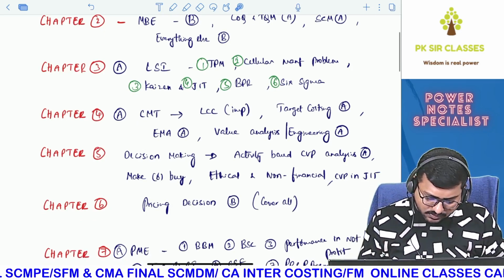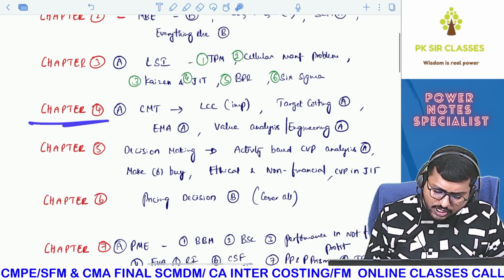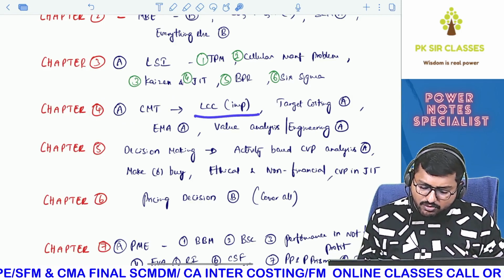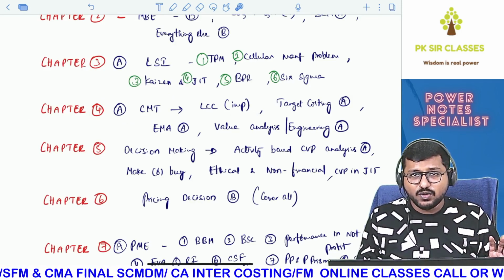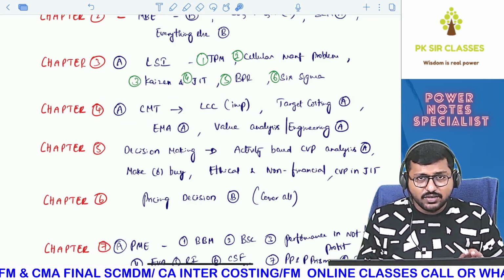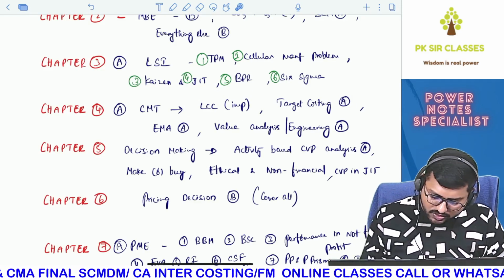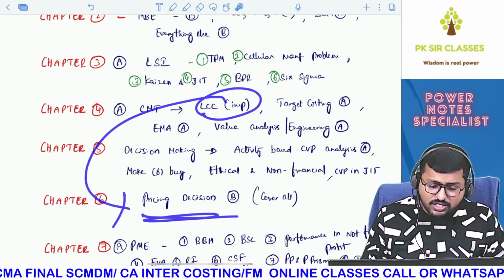Now moving on to the next one, chapter 4, again it belongs to A category only, CMT, okay. In that, the most important one is life cycle costing. Okay, this life cycle costing is really important. Life cycle costing with pricing decisions can be asked. So in that case, this link with pricing decisions is also important.